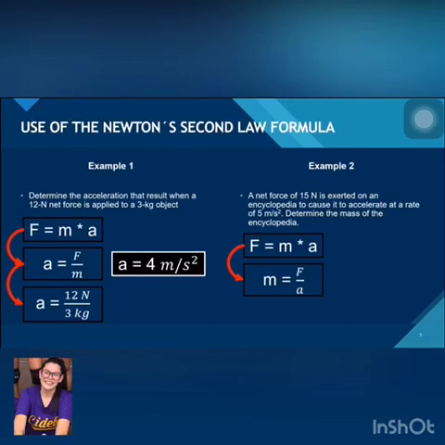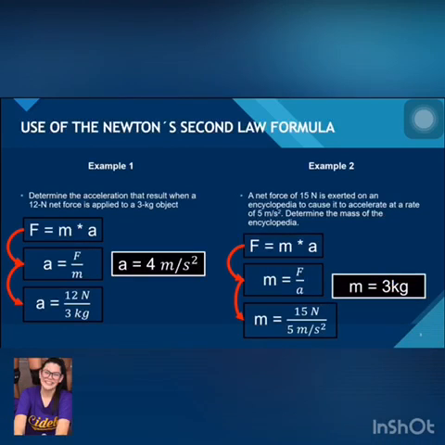Gather the information you have. You have that a net force of 15 newtons accelerates at 5 meters per second squared. You have to substitute this data in the formula. So you have mass equals 15 newtons divided by 5 meters per second squared. So mass equals 3 kilograms, which is your answer.